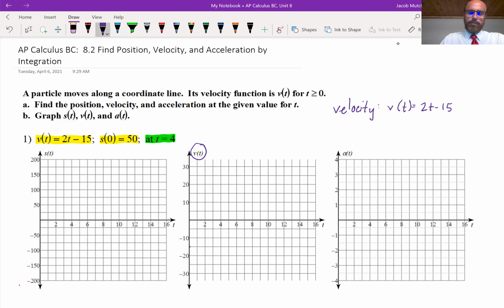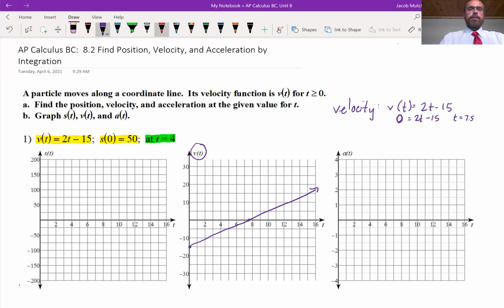So I see that 2t minus 15, that's a line with the y-intercept negative 15. And if I look for the x-intercept by plugging in 0 for the y value and solve for t, I'm going to get t equals, if I add 15 over and divide by 2, positive 7.5. So that's going to give me a second point here. If I graph that, 7.5, and extend my line, I've got my velocity function and its graph.